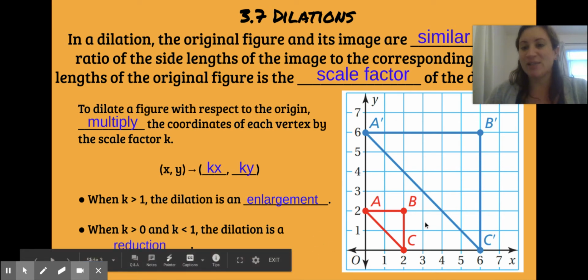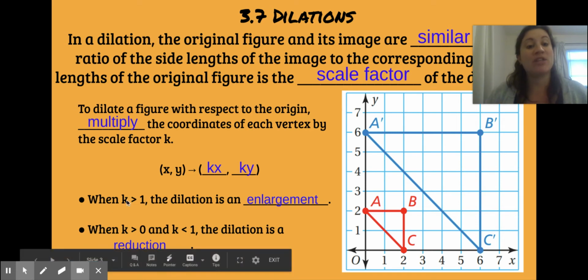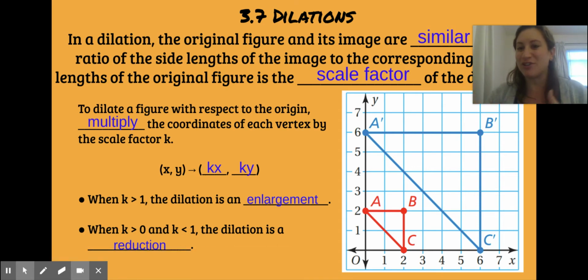So here in this picture, triangle ABC is smaller than A prime, B prime, C prime. So it's an enlargement. We multiplied by a scale factor of 3, and 3 is greater than 1, which makes the dilation an enlargement, which you can visually see. It obviously got bigger from the red figure to the blue figure.